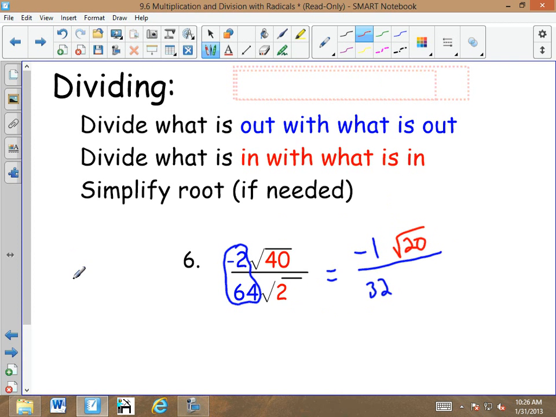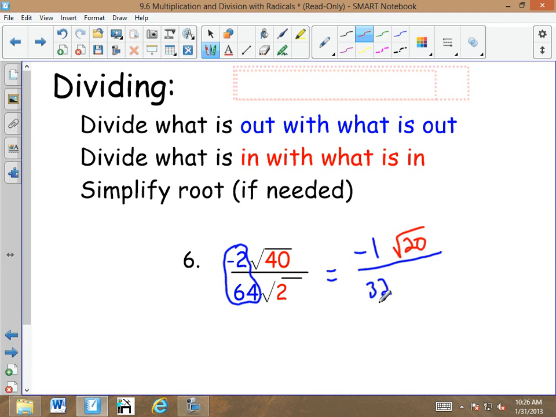No. What if I had this? What if I had the square root of 2 over the square root of 40? Well, put that in your calculator. What does it tell you? It tells you 1 over 20, right? So in this instance, I would put the square root of 1. This would simplify to the square root of 1 over the square root of 20, okay? But that's not what we have. So now, the square root of 2 goes away, because 40 divided by 2 is just 20.